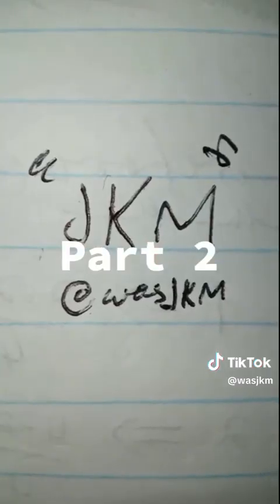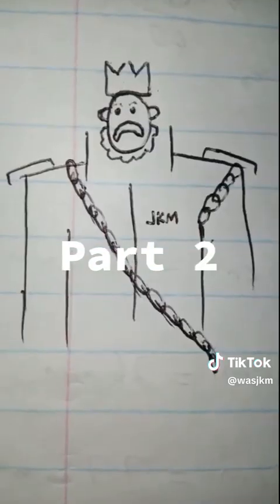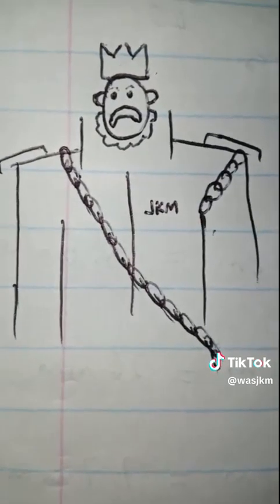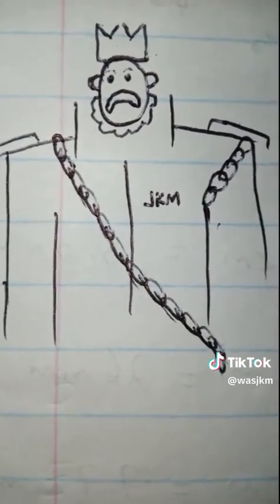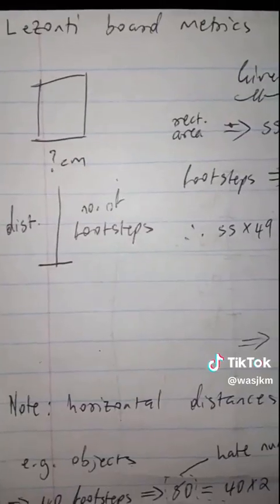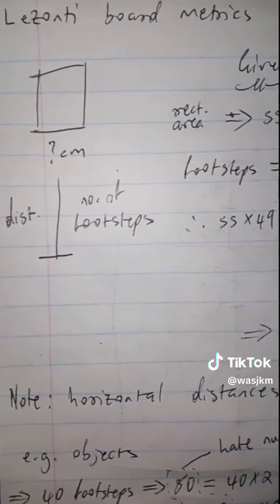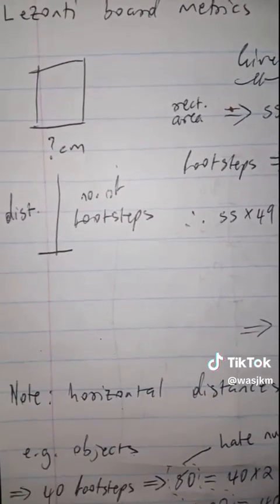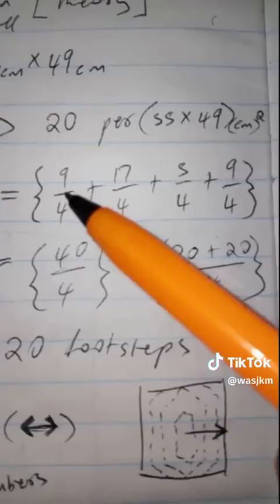This is JKM again for part 2. I've introduced the game already, and now we move on to the Lezonti bot matrix. This may seem complicated, but it's not if you know simple or basic algebra.